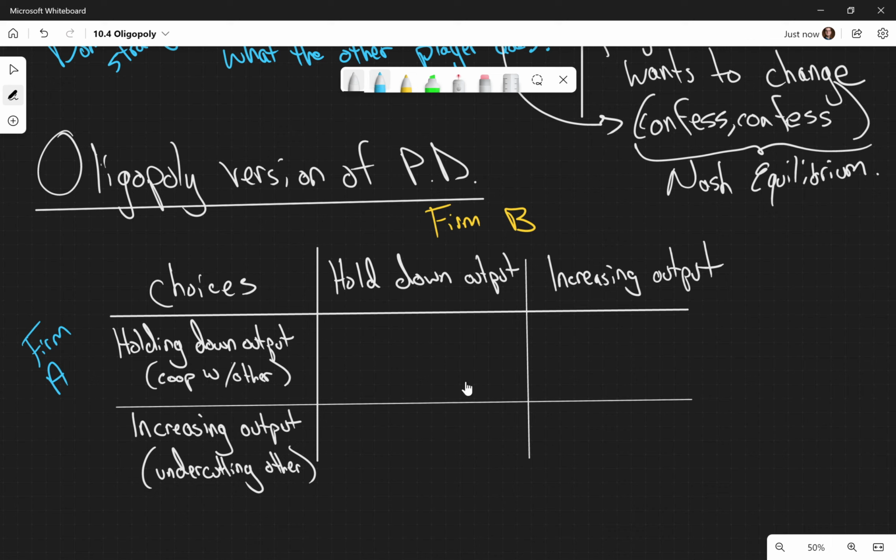And so we find that if both of them hold down the output, then firm A is going to get $1,000, and firm B is going to also get $1,000. If firm A were to increase output and firm B were to hold down the output, well, then firm A is going to get a bunch of firm B's sales. And then firm B is going to lose more than what firm A gained. And firm B is going to go from getting $1,000 to now $200.